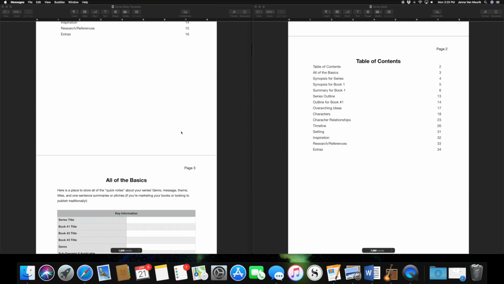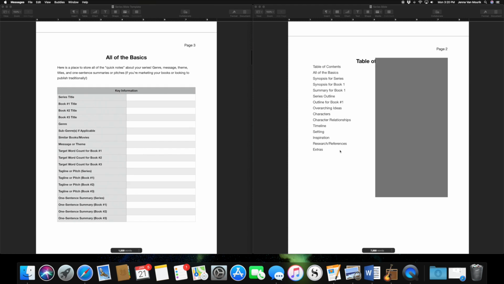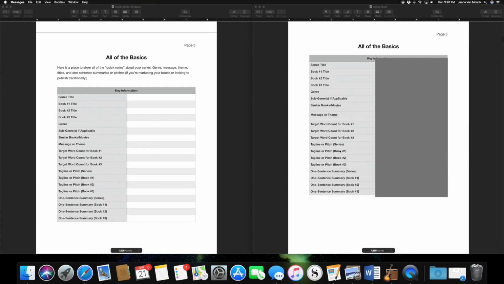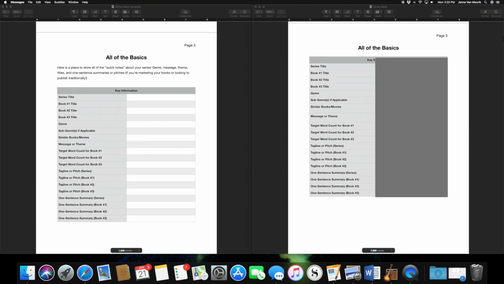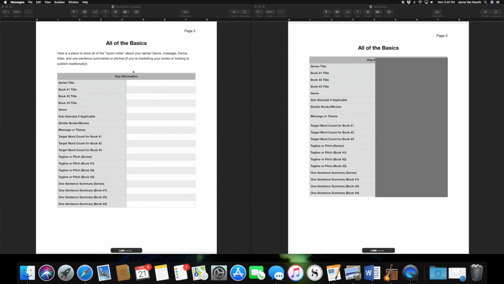All right, so now we're getting to the basics, and this is where I'm going to have to start blurring things out from you guys so that you don't see all of my top secret WIP information. But the first thing that you'll see is that this is basically just the quick notes about your series. And I put these little explanations here to kind of help you if you're downloading this template and you don't really know what to do with it. You can delete these, you can keep them. I don't really care. It's up to you.